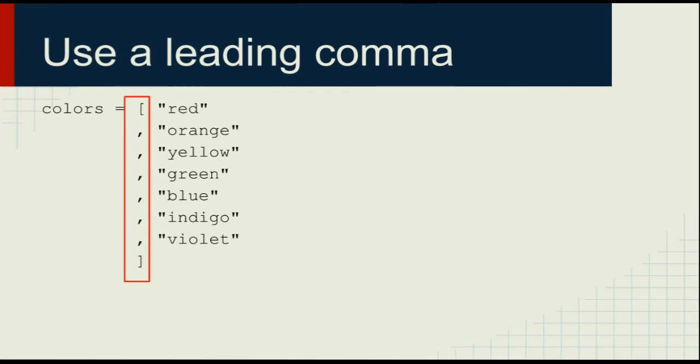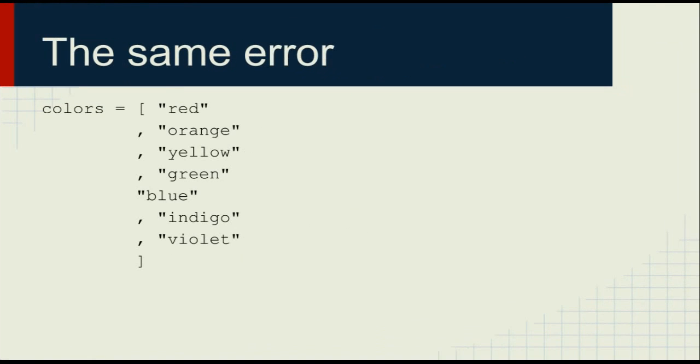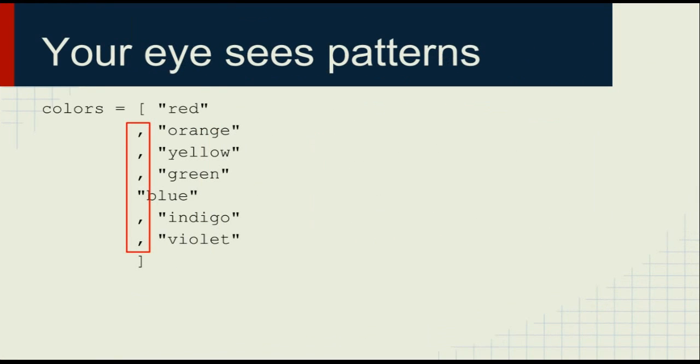So now, if you make that same typing mistake, if you accidentally leave out the comma, it becomes very obvious that something is wrong. And this is because your eye is very good at recognizing patterns. And when it sees a pattern of repeating commas all lined up in one column, anything that breaks that pattern is going to catch your eye, and it's going to be very noticeable.